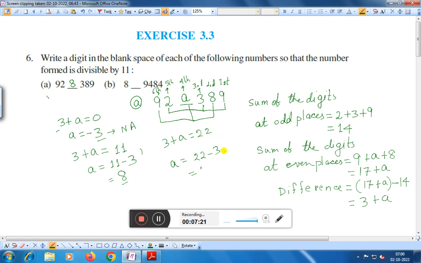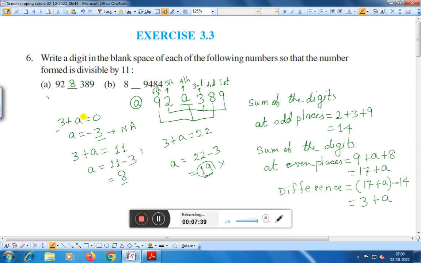19, that is 22 minus 3 is 19. But here we are finding a 2-digit number, right? This is also not applicable. That means we have to put this one, that is 8, right? Therefore the value is 9 2 8 3 8 9. This is the solution of question number A.